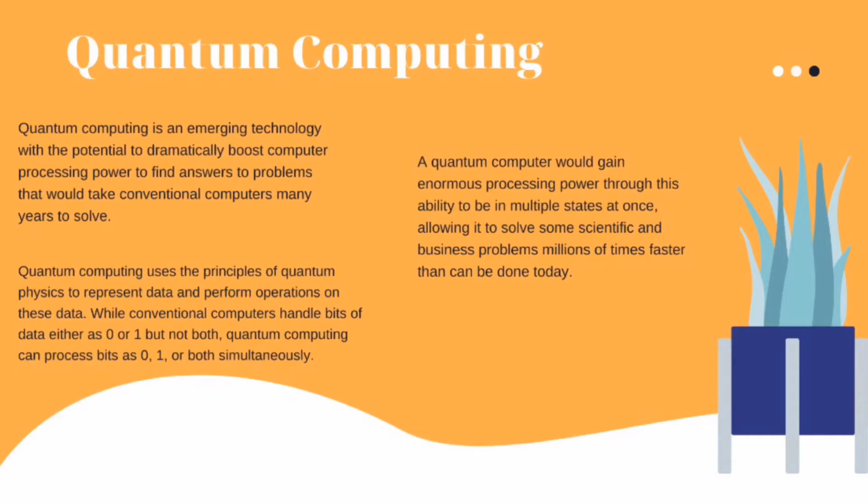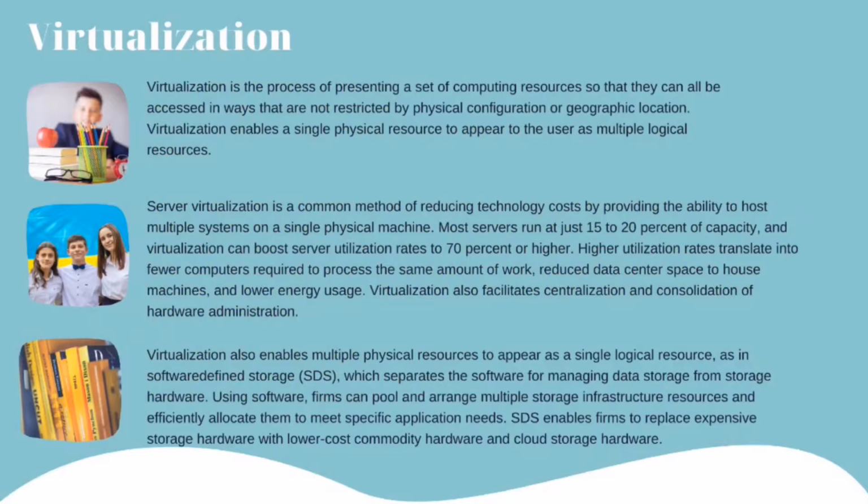A quantum computer would gain enormous processing power through this ability to be in multiple states at once, allowing it to solve some scientific and business problems millions of times faster than can be done today. Virtualization. Virtualization is the process of presenting a set of computing resources so that they can all be accessed in ways that are not restricted by physical configuration or geographic location. Virtualization enables a single physical resource to appear to the user as multiple logical resources.